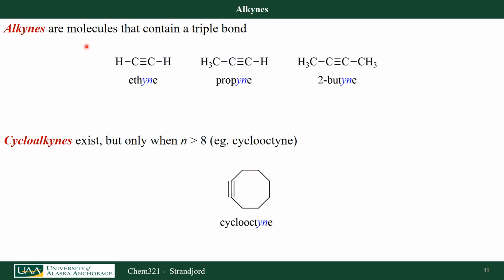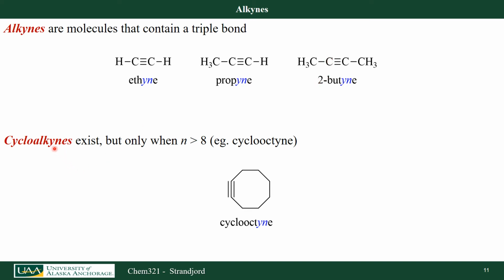Alkynes are hydrocarbons that contain triple bonds. Here is a 2-carbon alkyne. That would be ethyne. This has a 3-carbon molecule with a triple bond. This is a propyne. And here is one with 4 carbons, so it's going to be a butyne, and the triple bond starts at carbon number 2, so we throw a 2 out in front of that.